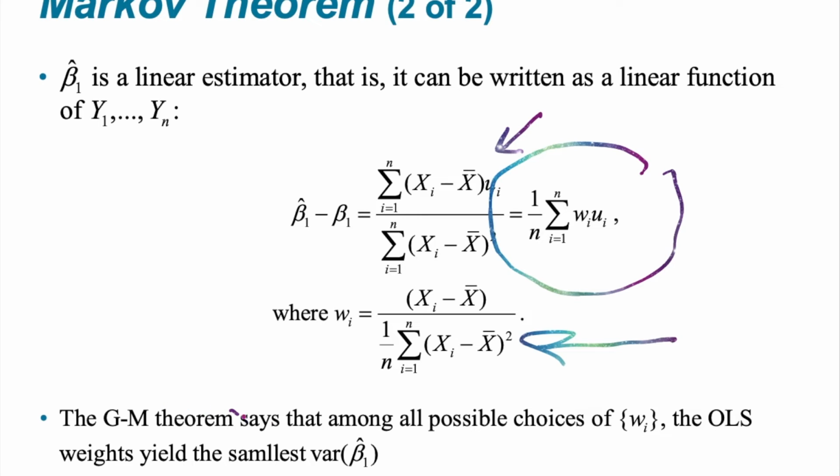And the Gauss-Markov theorem says that of all possible choices of wi, the OLS weights yield the smallest variance. Okay? OLS weights yield the smallest variance. And we're thinking about the wi. That's the weight. The weight on the residual.